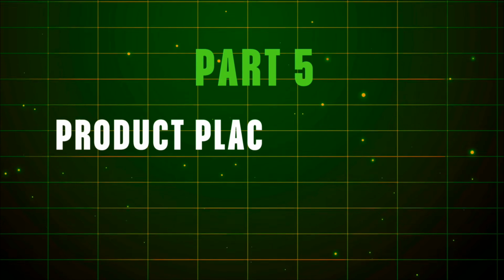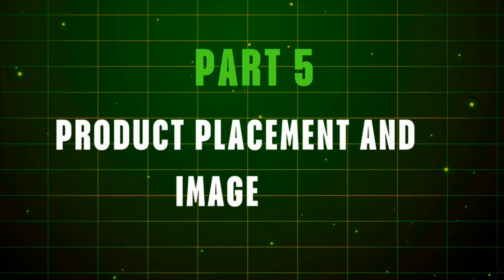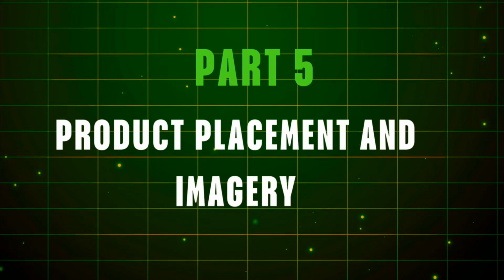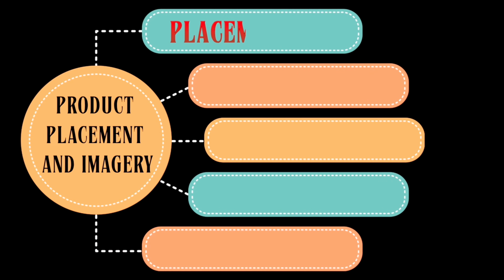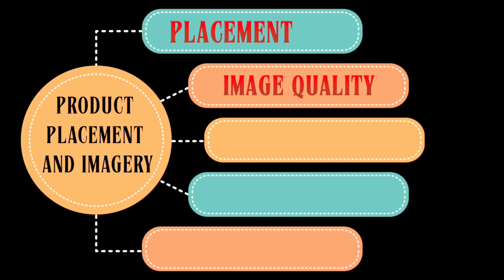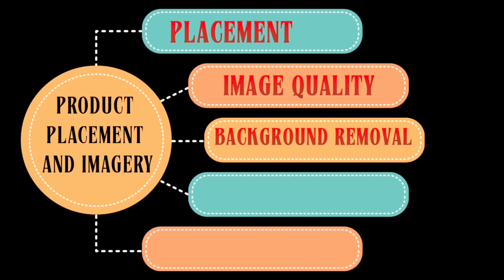Part 5. Product placement and imagery. Your product or main visual is the hero of the poster. Always place it where the eye naturally goes first, usually the center or slightly off-center. Use high-quality images only. Blurry or pixelated images destroy trust. If available, use background remover apps to isolate products and place them on clean backgrounds.